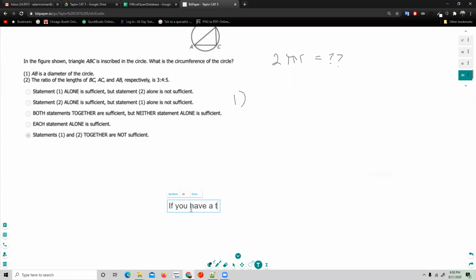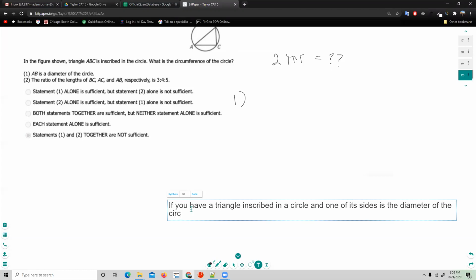If you have a triangle inscribed in a circle and one of its sides, and it will be the hypotenuse, is the diameter of the circle, then the triangle is a right triangle, and vice versa. So if you have a triangle that is inscribed in a circle and it is a right triangle, then one of its sides, the hypotenuse, must be the diameter of the circle.